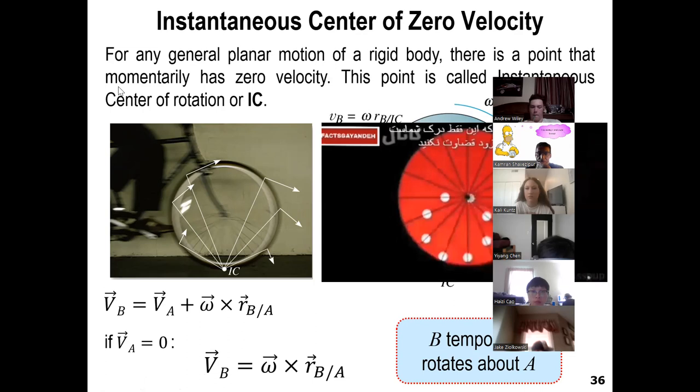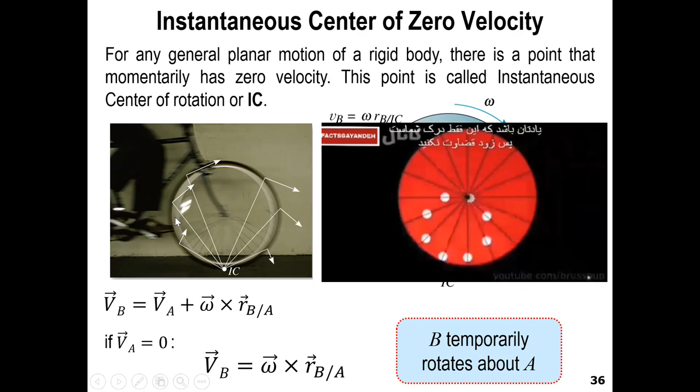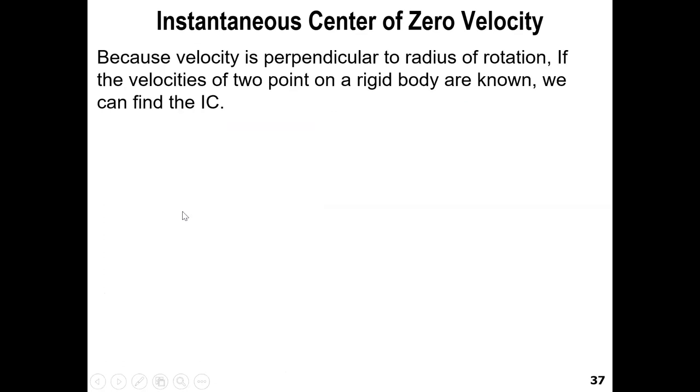Interesting, huh? So if you analyze the motion of any point on the wheel of your tire, it kind of looks like that. It goes on the ground, stops, and goes back. So that's how it works. I hope this gives you a visual understanding of how the IC things are.